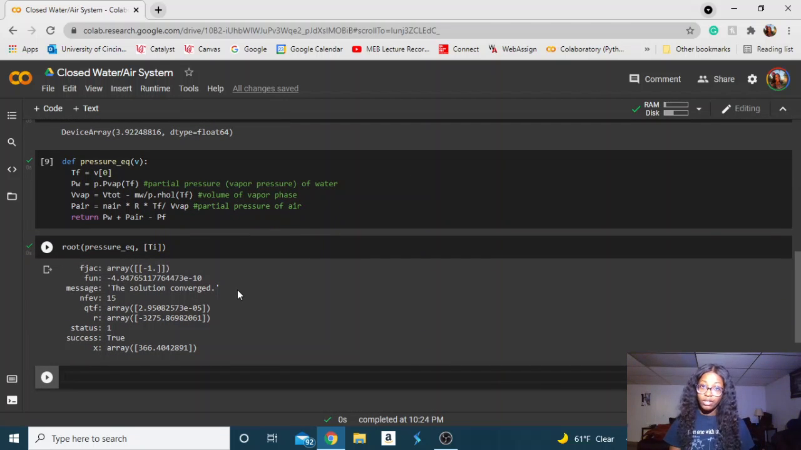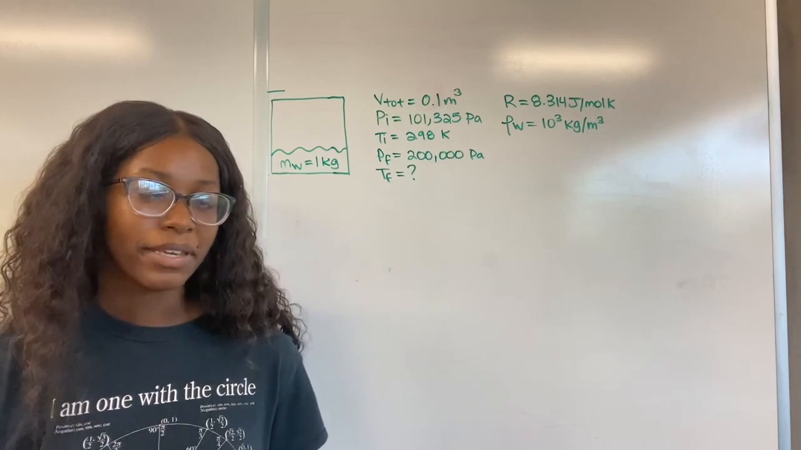We know it worked because success is true, and we can also confirm this by taking notice of the solution causing the function to go to a value of negative 4.9 times 10 to the negative 10, which is essentially 0. So we have now figured out that if we want this closed water-air system to reach a final pressure of 200,000 pascals, the final temperature has to be 366 Kelvin. So now on to part B.